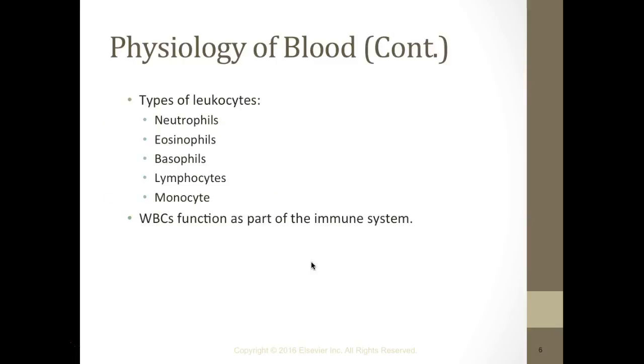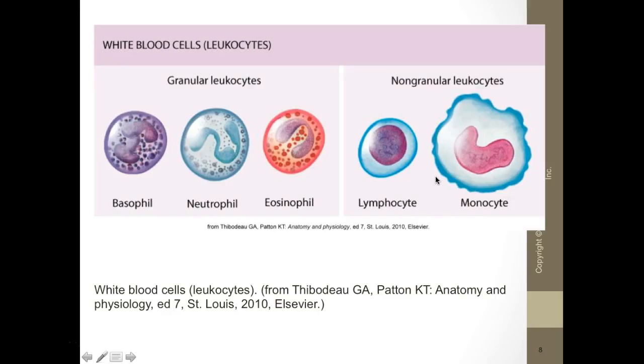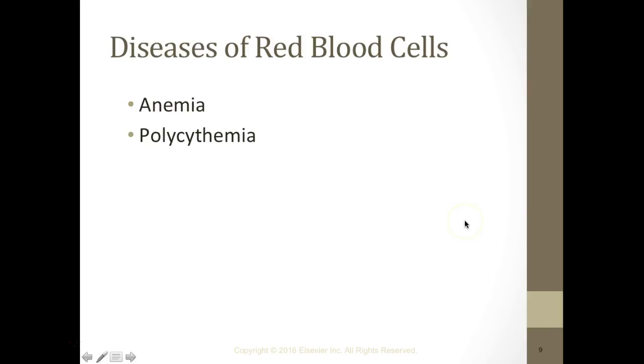Types of leukocytes include neutrophils, eosinophils, basophils, lymphocytes, and monocytes, and white blood cells function as a part of the immune system. You can see your red blood cells here and your platelets here. When we look at your white blood cells, we have the granular leukocytes and non-granular leukocytes. Your granular leukocytes include your basophils, neutrophils, and eosinophils, and your non-granular are your lymphocytes and monocytes.